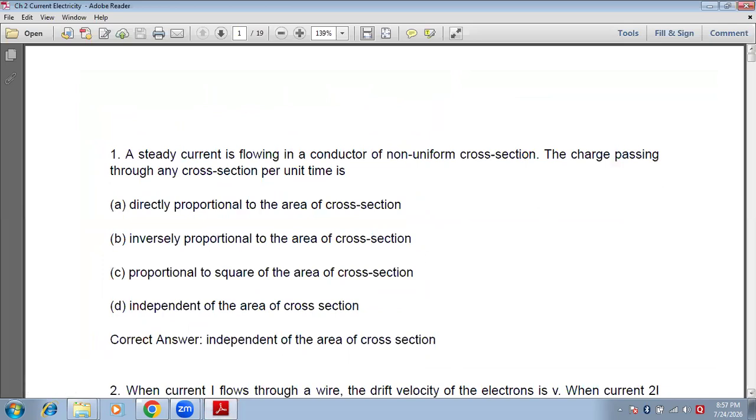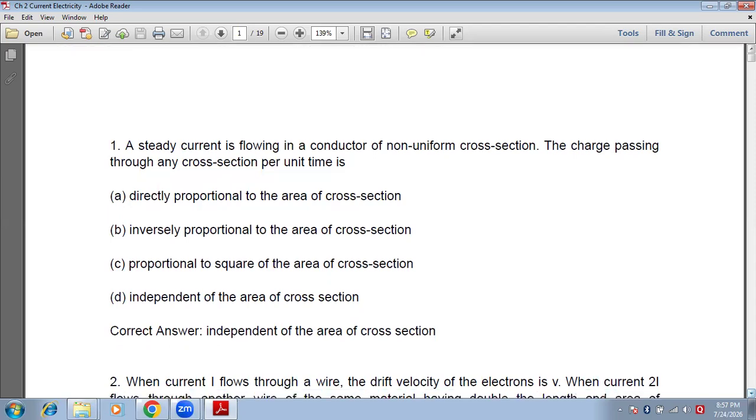Current electricity. Today, we will discuss important multiple-choice questions on current electricity. 1. A steady current is flowing in a conductor of non-uniform cross-section. The charge passing through any cross-section per unit time is A. Directly proportional to the area of cross-section. B. Inversely proportional to the area of cross-section. C. Proportional to square of the area of cross-section. D. Independent of the area of cross-section. Correct answer, independent of the area of cross-section.